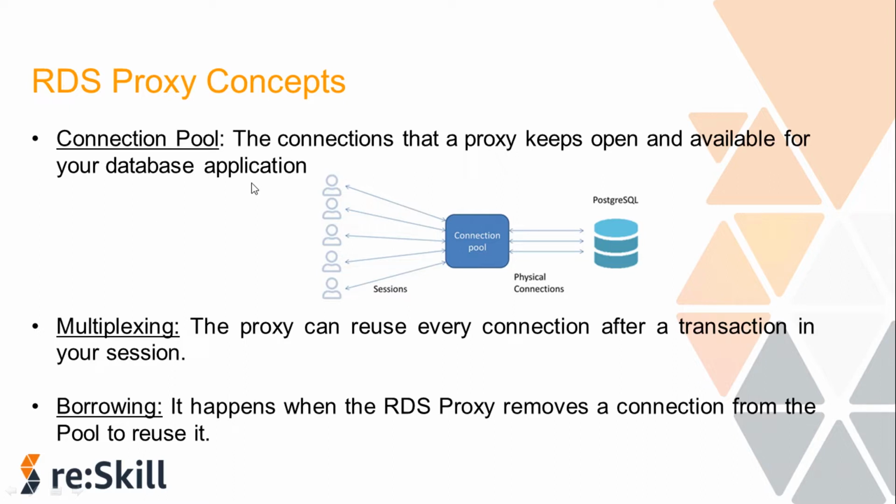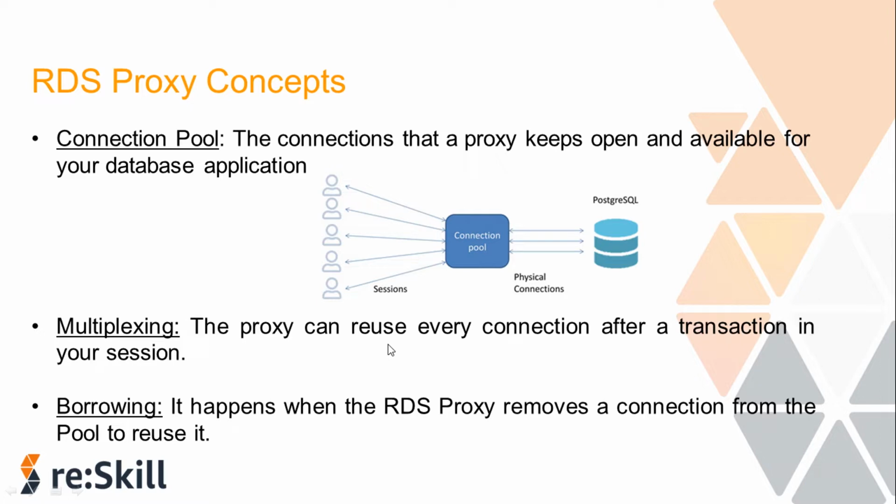So it's an optimization that will reduce the overhead associated with opening and closing connections and with keeping many connections open simultaneously, and thus saves on memory and compute. Next is multiplexing, and this says that the proxy can reuse every connection after a transaction in your session. It's like one connection used by multiple applications instead of multiple applications opening multiple connections, which is quite a burden.